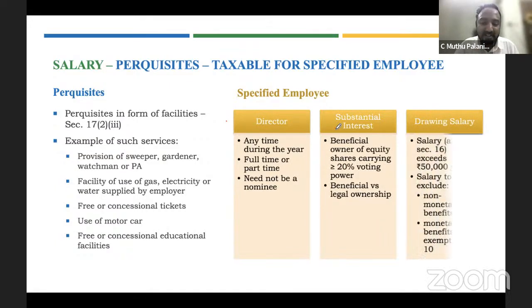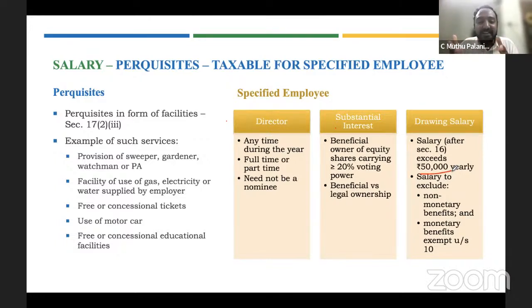The last one is a very interesting thing: drawing salary. How much? 50,000 in a year. Please remember it's not monthly, it's yearly. If you get 50,000 in a year, automatically you are treated as a specified employee, which indirectly means income tax is telling you all employees are specified employees. Because when will you have 50,000? When you have 4,250 or so per month. Everyone's salary will be more than 4,250, or at least anyone who's receiving a perquisite will have more than that. So 50,000 in a year.